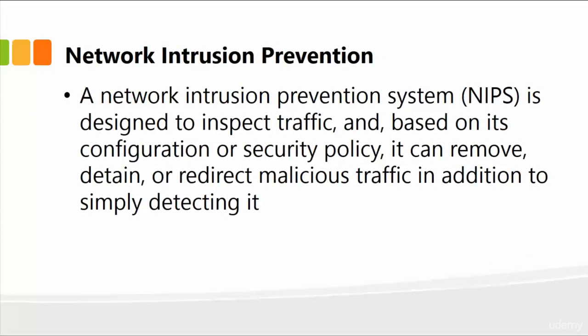The network intrusion prevention system is designed to inspect traffic, and based on its configuration or security policies that you set, it can remove, detain, or redirect malicious traffic in addition to simply detecting it. So this is a preventive measure that you can deploy, which enables you to preempt the attack, in fact. Once you configure a security policy, for instance, any traffic coming from outside the network or from a different region, it will just remove that data and send it to the recycle bin or any other location that you desire.